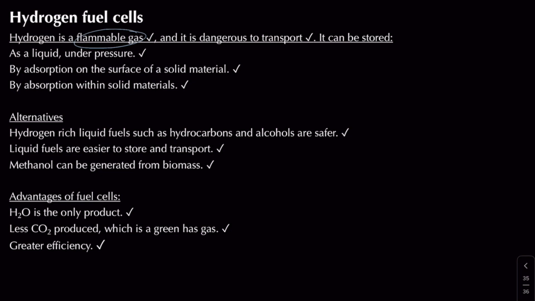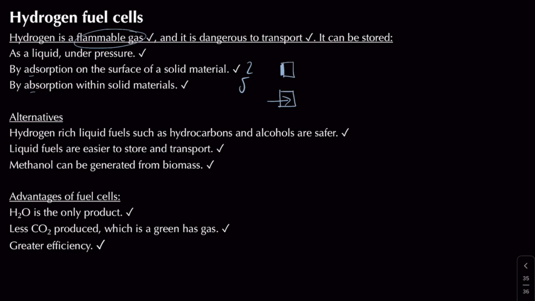Now there's 2 other ways that you can store it as well. These 2 ways sound very similar, but the difference is you've got adsorption and then you've got absorption. With adsorption, you're taking a solid material and storing the hydrogen on the surface of that solid material, so it's sticking to the surface. With absorption, the hydrogen is absorbed like a sponge into the solid material itself. So there's the difference between these 2.